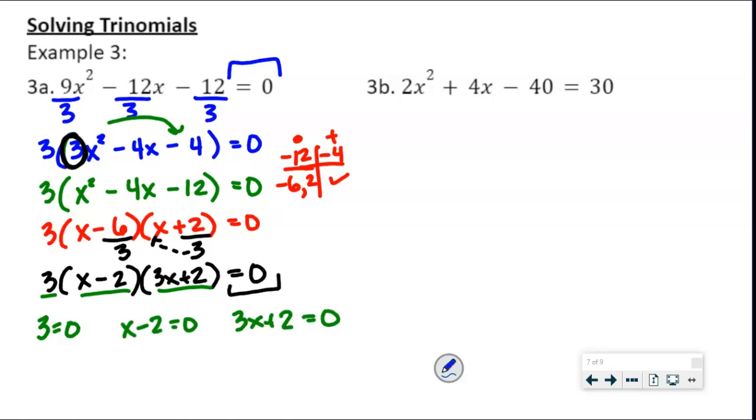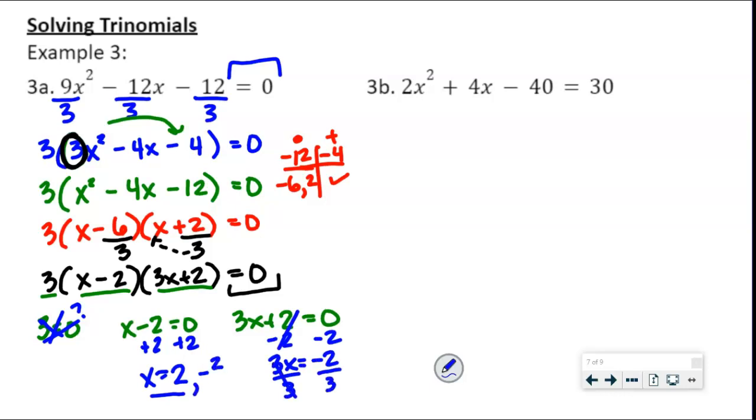Now, let's take a look at the first one. Will 3 ever equal 0? No. So that really just goes away. We have no x there. 3 will never equal 0. But I do know here that x is equal to 2, right? From solving for x, add the 2 to both sides. So we do have x is equal to 2. And then, of course, solve your 2-step here. Subtract 2 from both sides. So 3x is equal to negative 2. Divide by 3. And you've got x is also equal to negative 2/3.